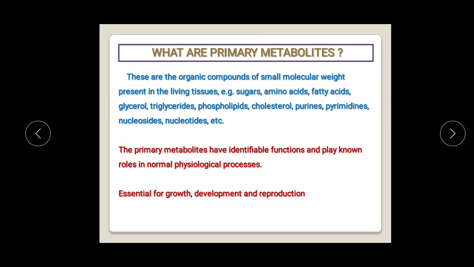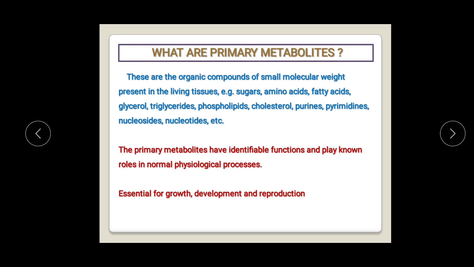They mainly include biomolecules such as carbohydrates, lipids, proteins, and nucleic acids. And due to the importance of these pathways in the plant to synthesize, assimilate, and degrade the organic compounds, these primary metabolites are very essential in the plant life. They have identifiable functions and play known roles in the normal physiological processes such as photosynthesis, respiration, and others. The primary metabolites are very essential for growth, development, and reproduction.